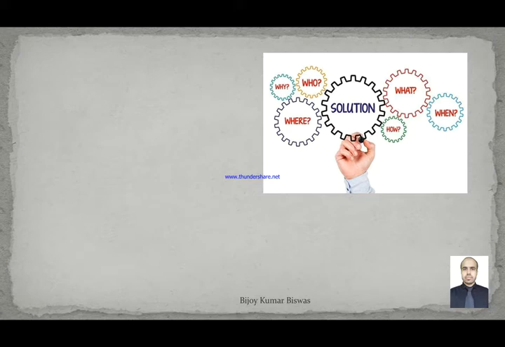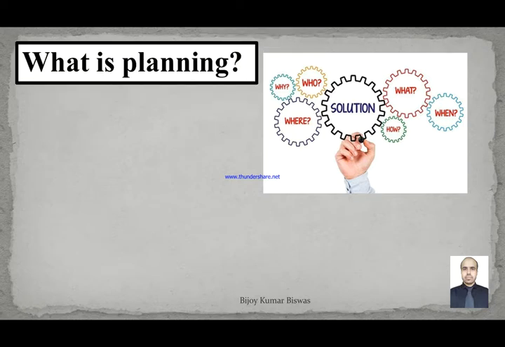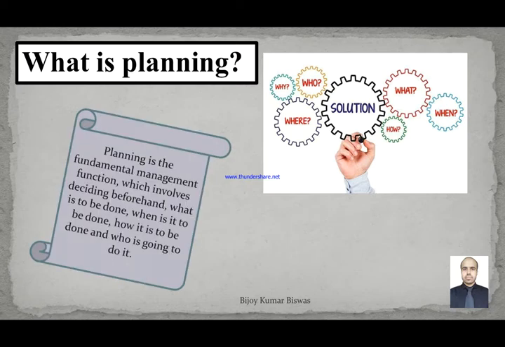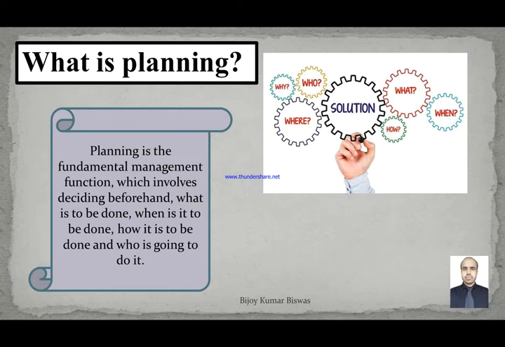If we say why the work will be done, who will do it, what will be done, when it will be done, how it will be done, where it will be done, the answers to all these questions are planning. Next, what is planning? Planning is the fundamental management function which involves deciding beforehand what is to be done, when it is to be done, how it is to be done, and who is going to do it. So all these questions and answers together are planning.